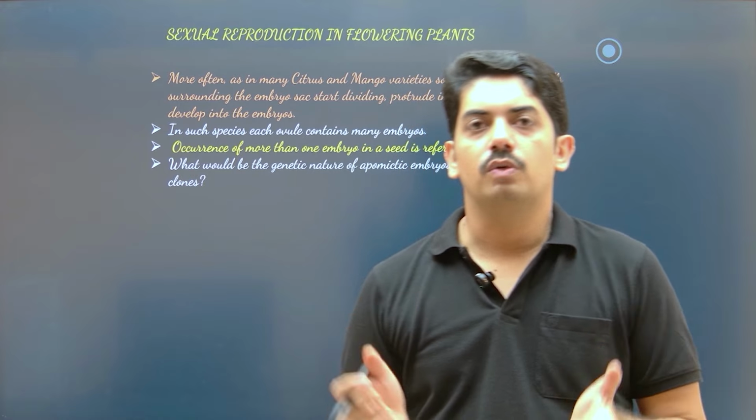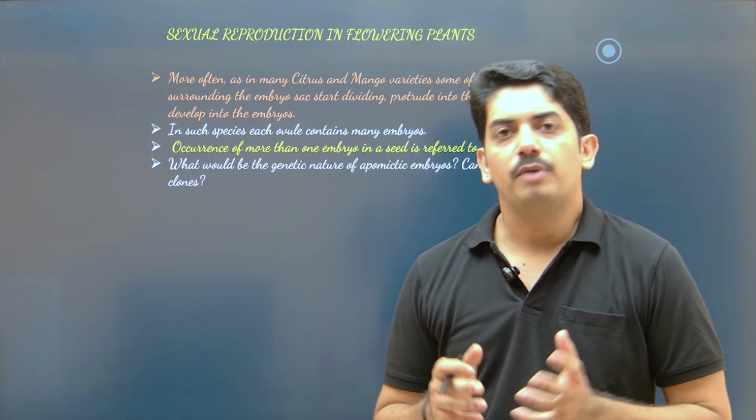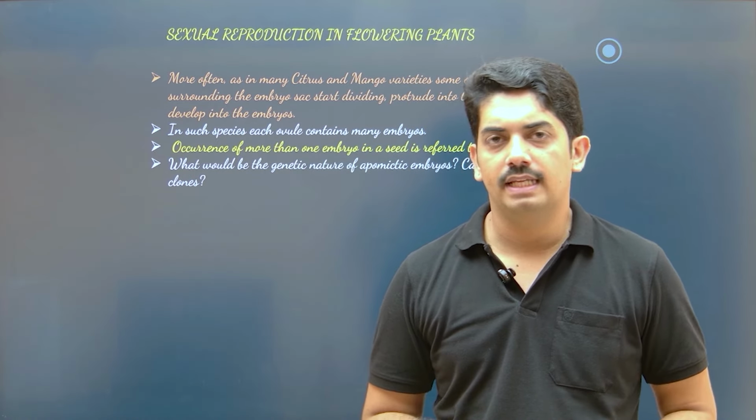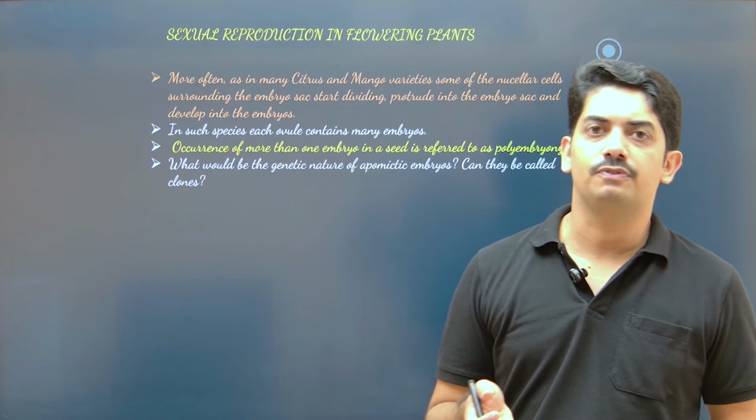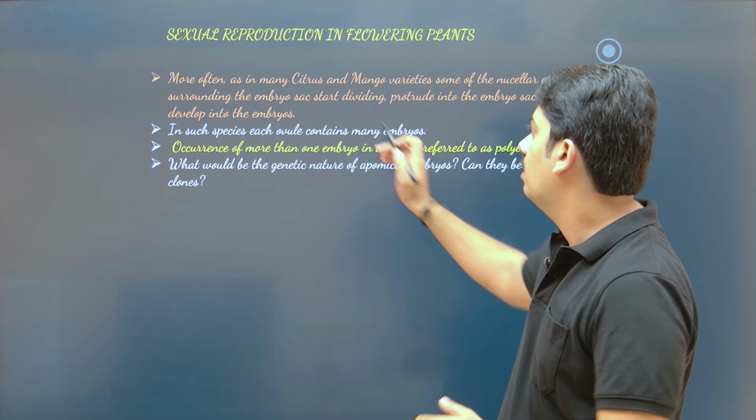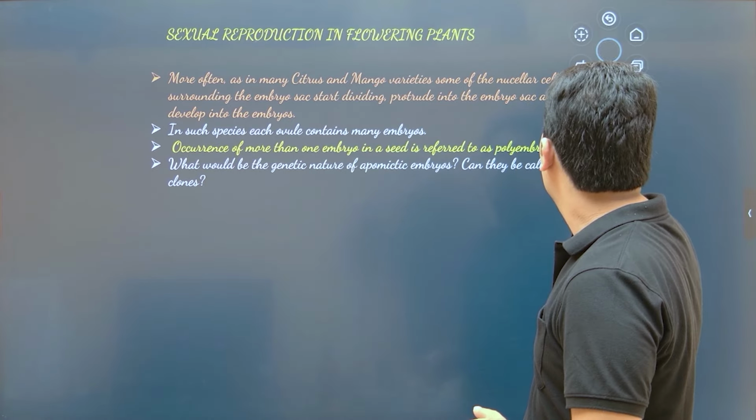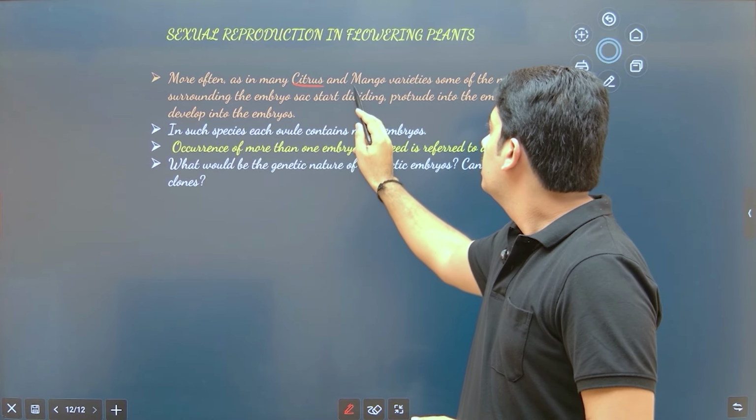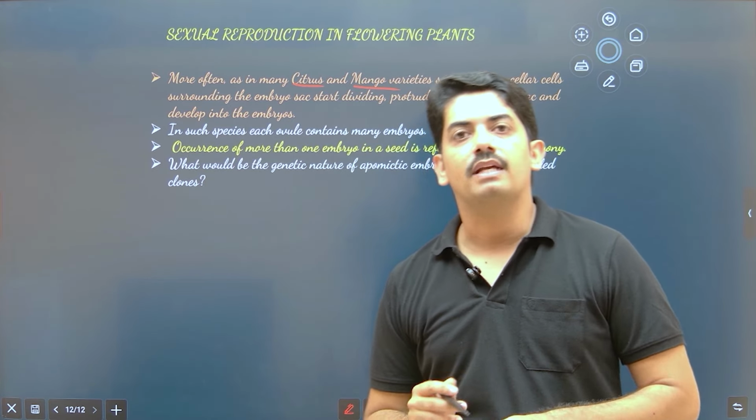inside the ovule, one embryo sac will be there, one egg will be there. After fertilization, the zygote will be formed, and the zygote will develop into an embryo. But here, in the case of citrus and mango, what happens? Nucellar cells also become embryos.